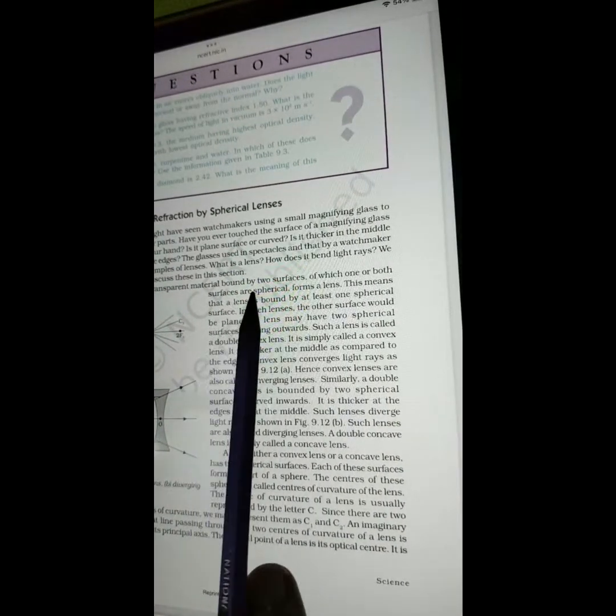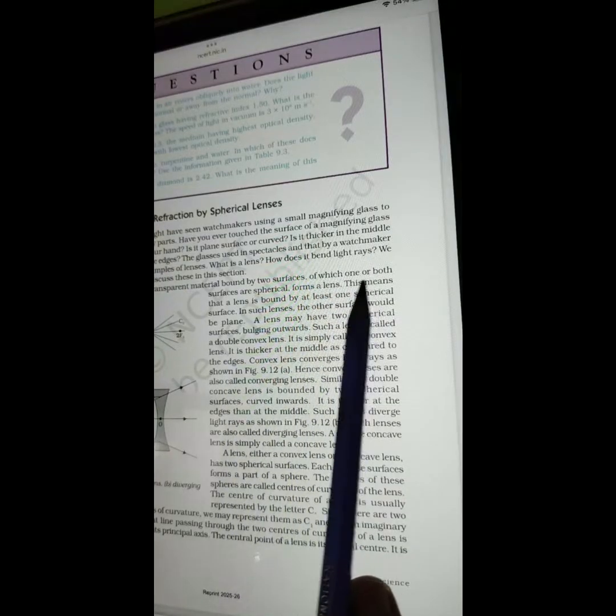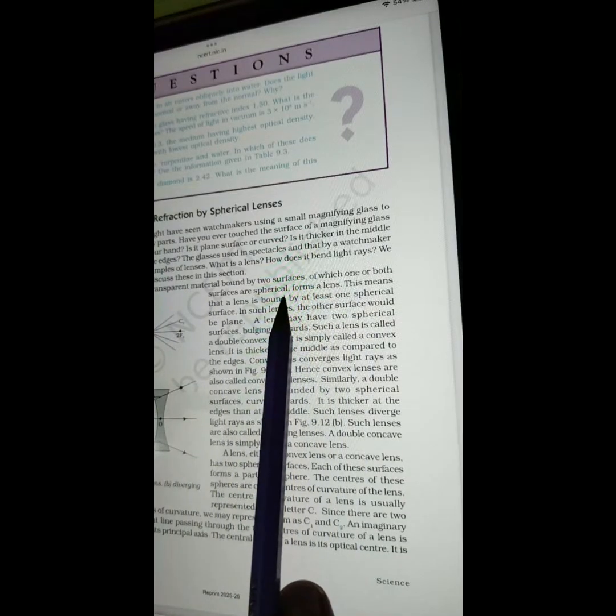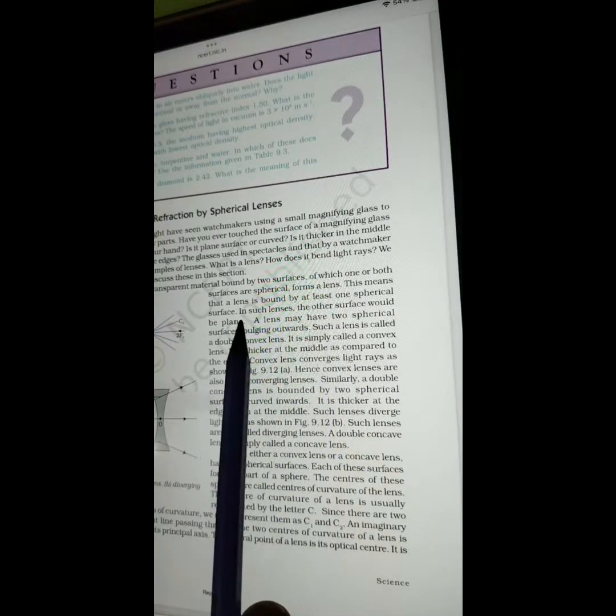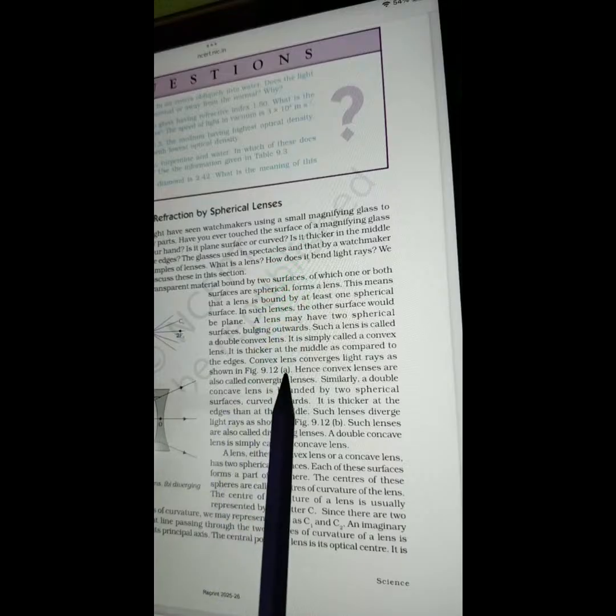A transparent material bound by two surfaces, of which one or both surfaces are spherical, forms a lens. This means that a lens is bound by at least one spherical surface. In such lenses, the other surface would be plane. A lens may have two spherical surfaces bulging outwards. Such a lens is called a double convex lens. It is simply called a convex lens. It is thicker in the middle as compared to the edges. A convex lens converges light rays as shown in figure 9.12a. Hence, convex lenses are also called converging lenses.